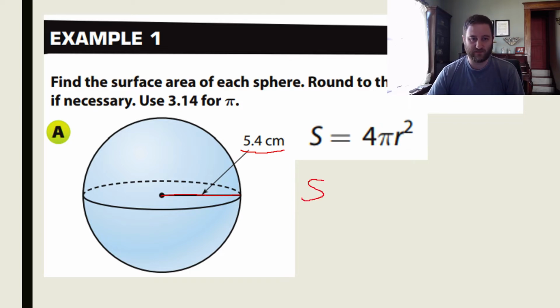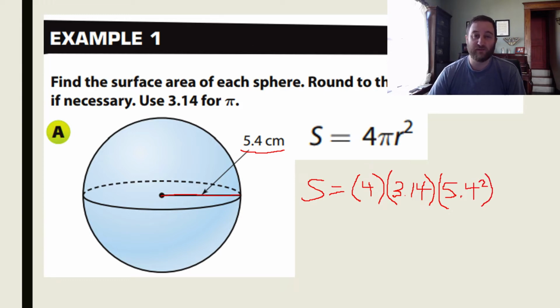S, our surface area, is equal to 4 times pi, which is 3.14, times our radius squared, which is 5.4 squared. By the way, don't make fun of my handwriting on here because it is not easy to write with your mouse. Bear with me on that. 4 times 3.14 times 5.4 squared.